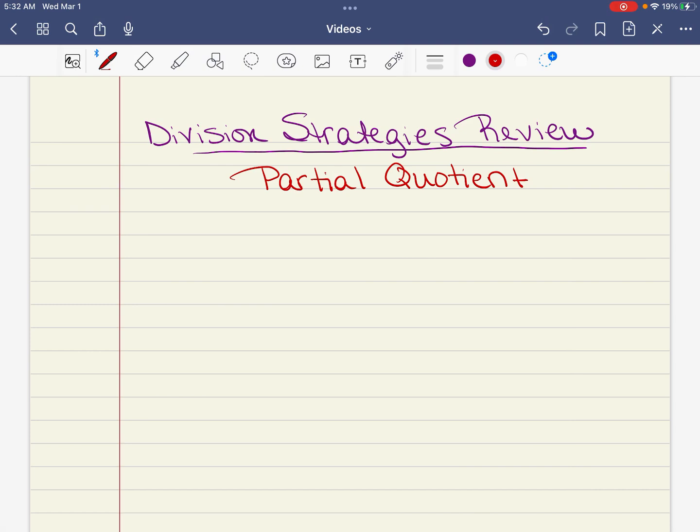So in this division strategy review, we're going to be reviewing partial quotient. Now, partial quotient and area model, or the area method, both allow you, instead of looking at one digit at a time, as in long division and short division, to look at the entire number at once. All right, so we're going to take the entire number and divide that out into groups.